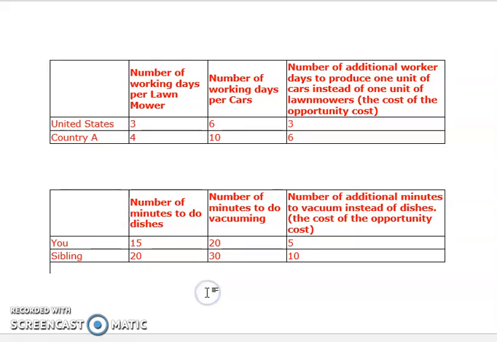And notice now that you are out of the house. You're going to take 20 minutes to do the vacuuming. Your sibling's going to take the same 20 minutes to do the dishes. You're out of the house in 20 minutes. That is why you trade based on comparative advantage.